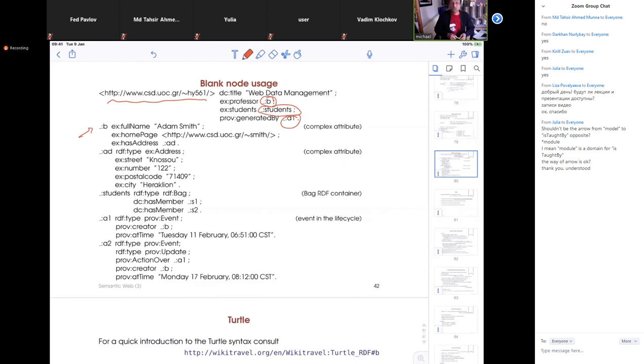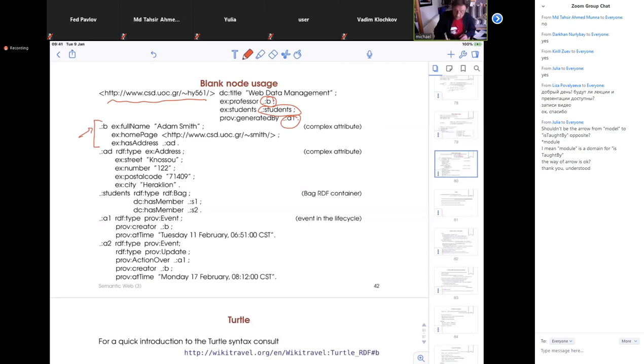And what does it do? It just collects some complex information, a complex attribute. What information is given about the professor? His name is something. He has a home page and he has an address. These three triples: full name, Adam Smith, home page, address.